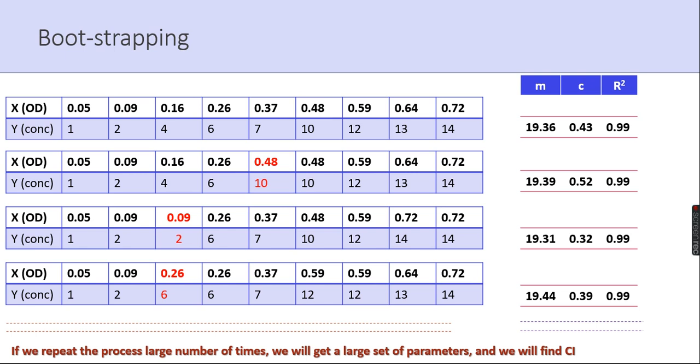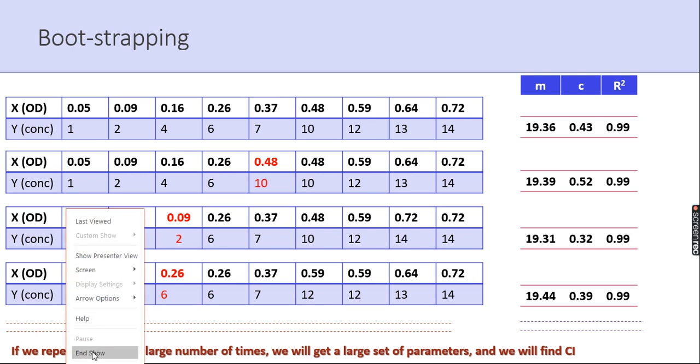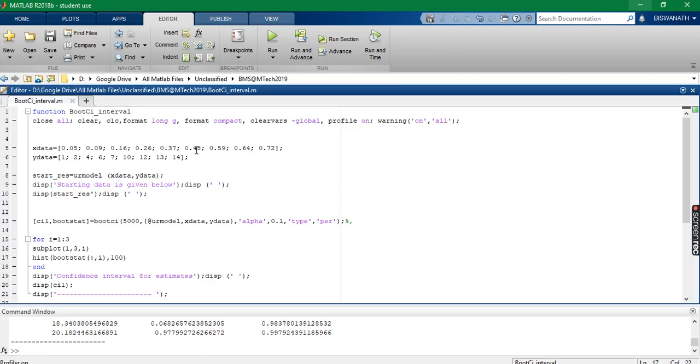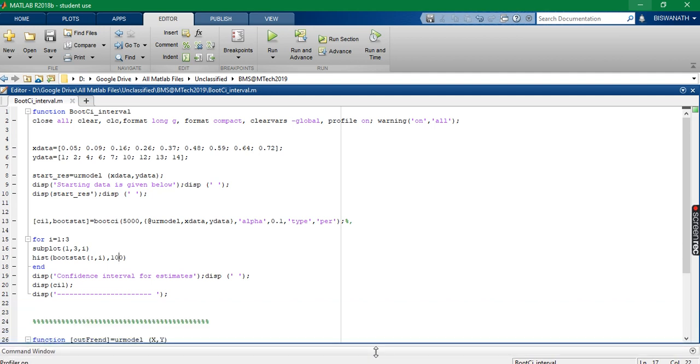Let's see one MATLAB example rather, which is more common for us. So maybe I will not take this one. I'll just close it, and I'll switch over to a MATLAB file which we are normally doing here. So this is one file that is also doing the same job. You can see our main function boot ci interval, close, clear, format, all those things. Anyway, we are keeping it intact. Our x data is this one and our y data is this one.